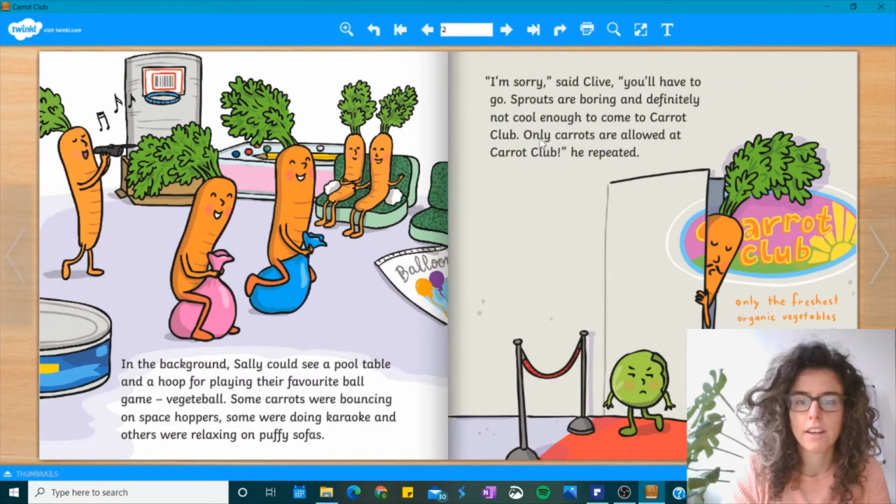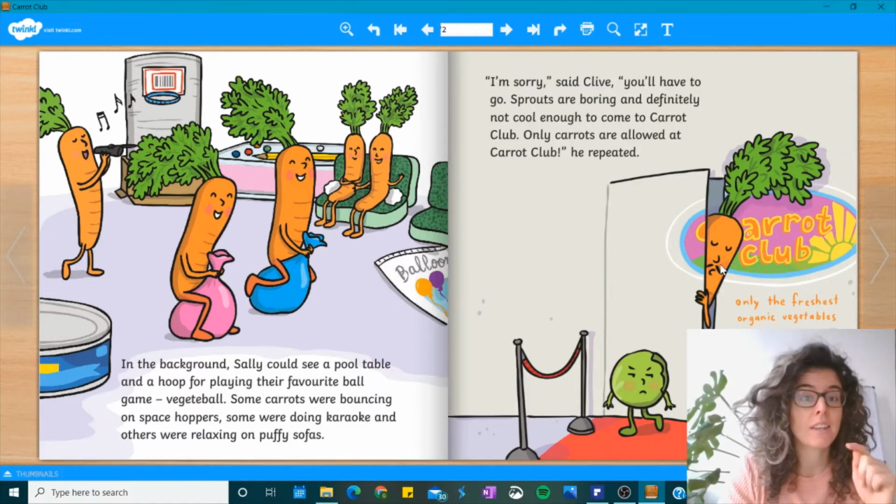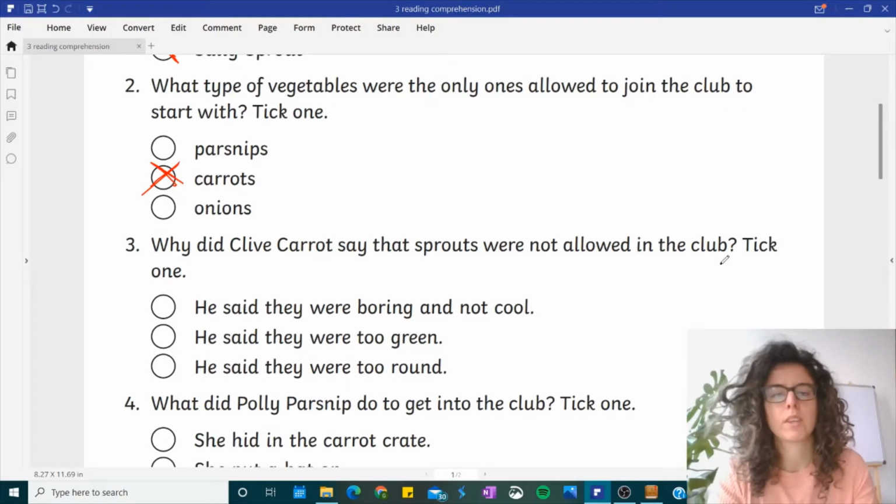What do we have here? "Only carrots are allowed at Carrot Club," he repeated. So there's our evidence that it was only carrots in the beginning that could go to Carrot Club. Okay.